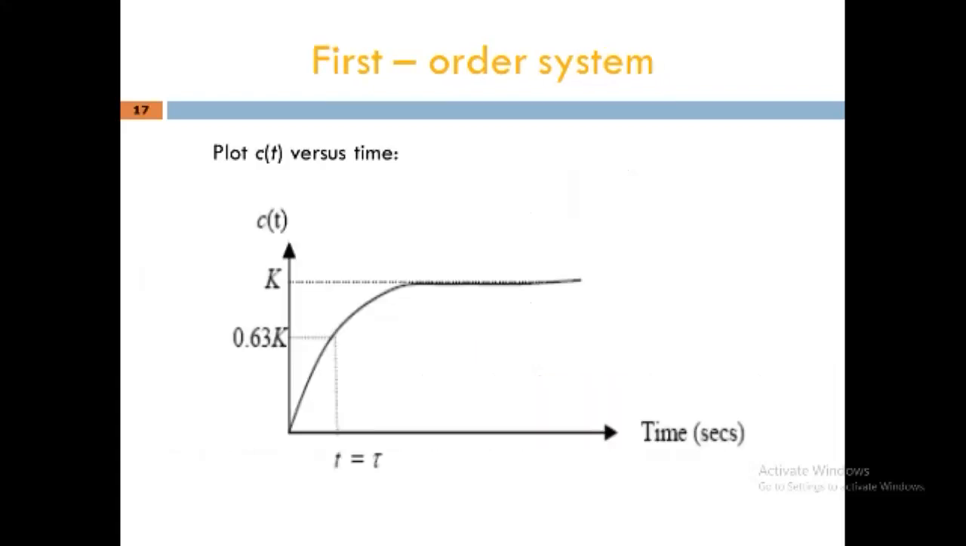See this graph. Here the plot of C of t versus time is given. C of t is given on the y-axis and time is given on the x-axis. By taking a step of t equal to tau, let us plot a graph of 0.63k with respect to t equal to tau. It is very less as compared to the constant value k, and this k will be represented as 1. So the value of 1 minus 0.63 will indicate the value of 0.37.